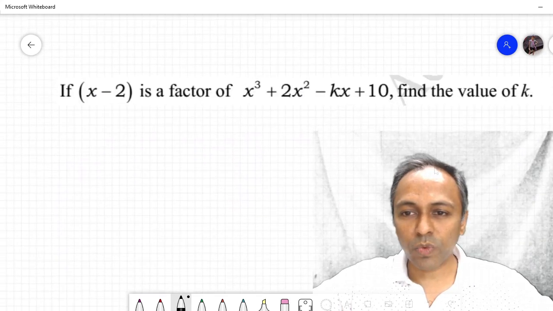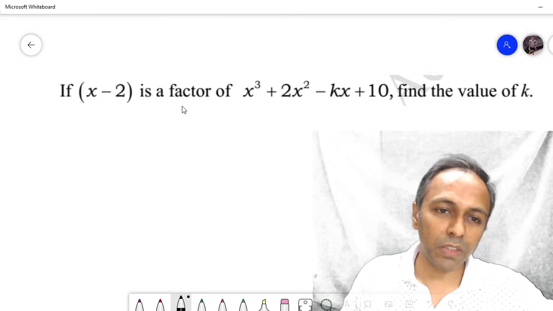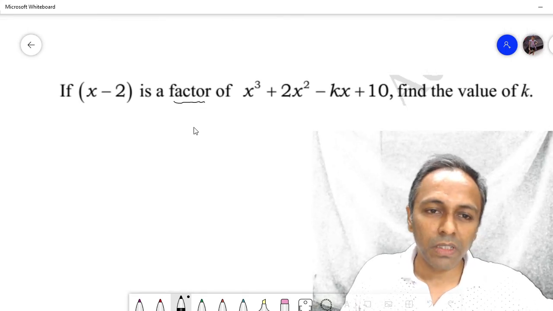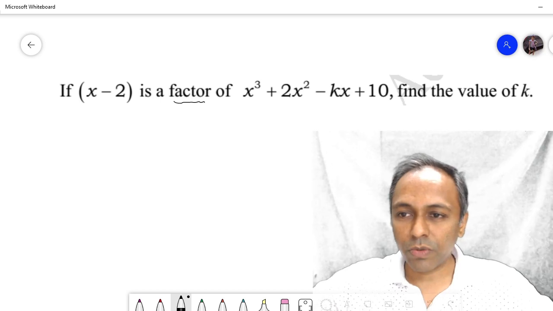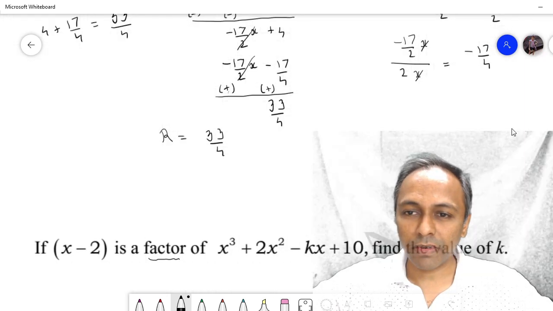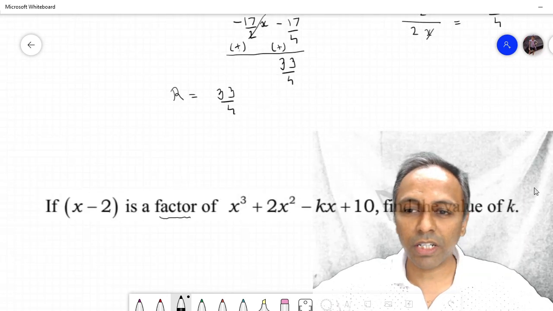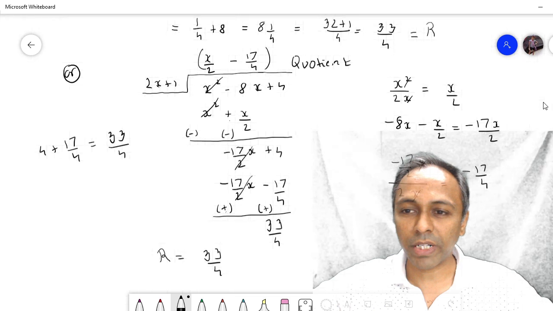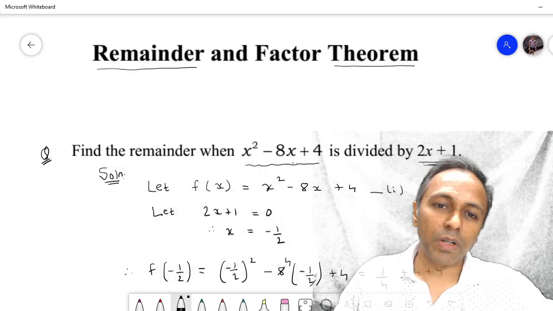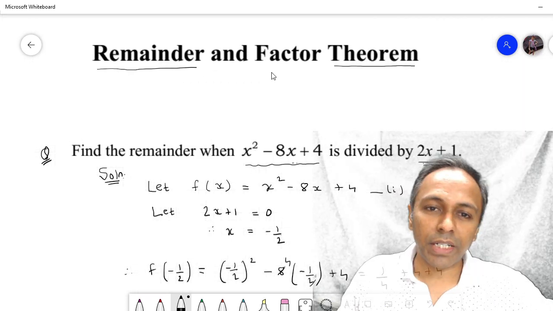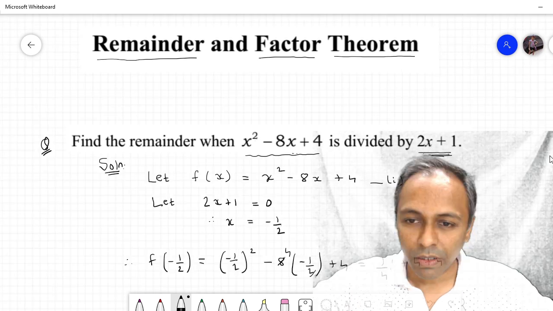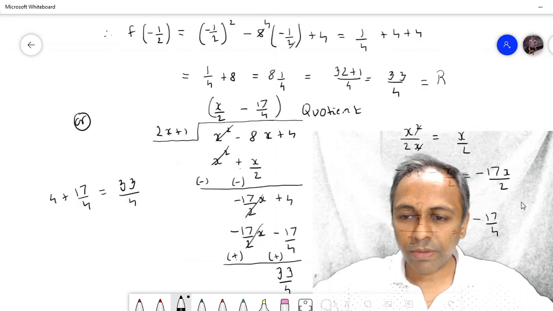if x minus 2 is a factor, the word is factor. So this connects you to the name of the topic. The name of the topic is remainder theorem and factor theorem, right? So now we will try teaching you what is factor theorem. Continuing.